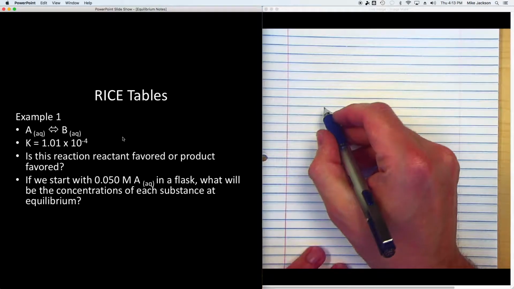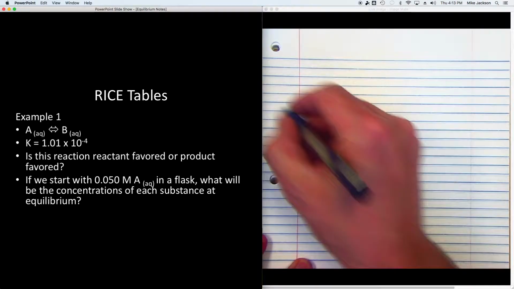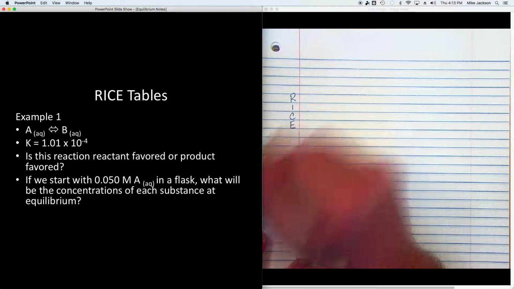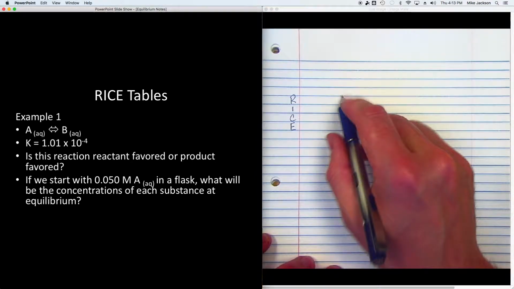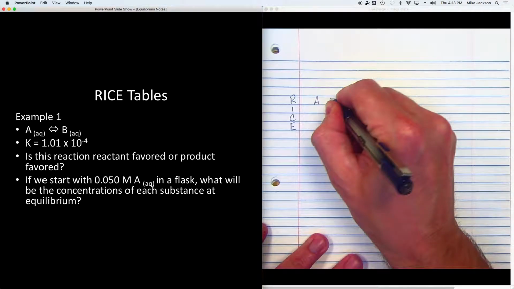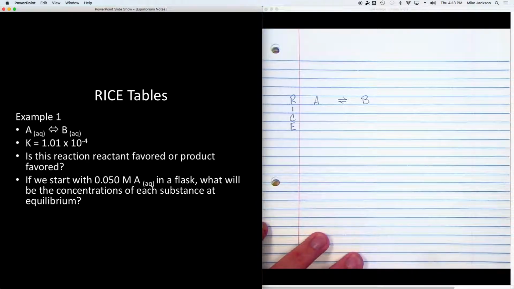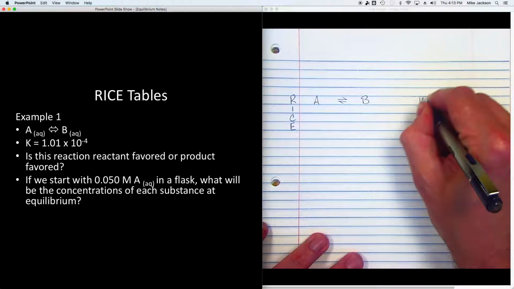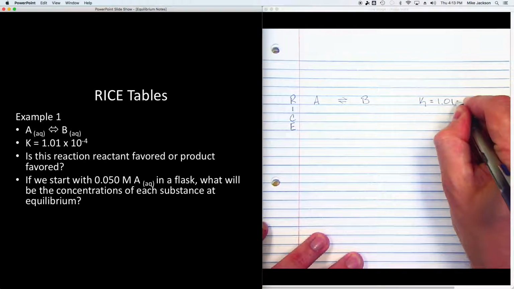So I'm going to start this problem by making a RICE table. And a RICE table is very simple to make. I'll take RICE written down the side of my paper. R stands for reaction, so I'm going to write my balanced chemical equation on this line. And that's very simple to do, especially with this very generic reaction. A in equilibrium with B. Now, I'll put over here the K value just so I have it to look at when it becomes relevant. 1.01 times 10 to the minus 4.